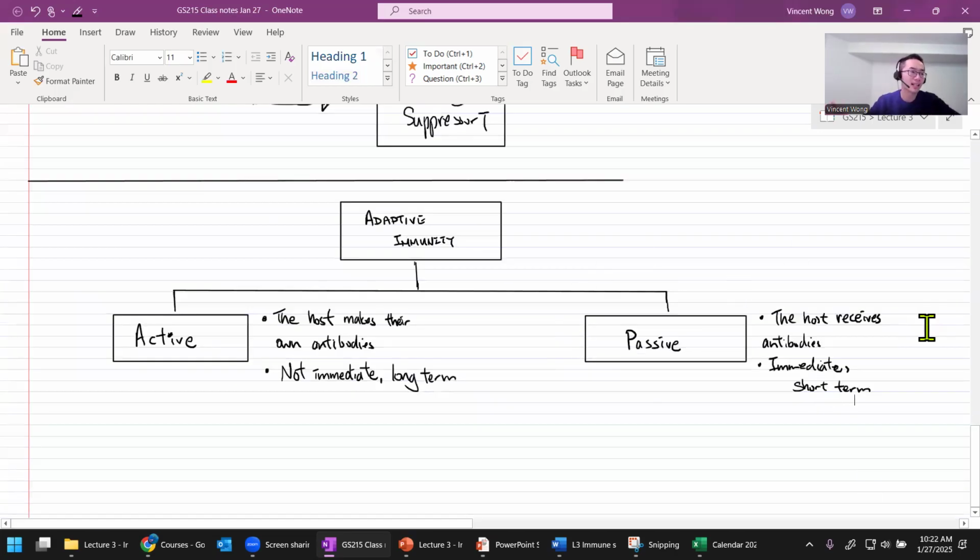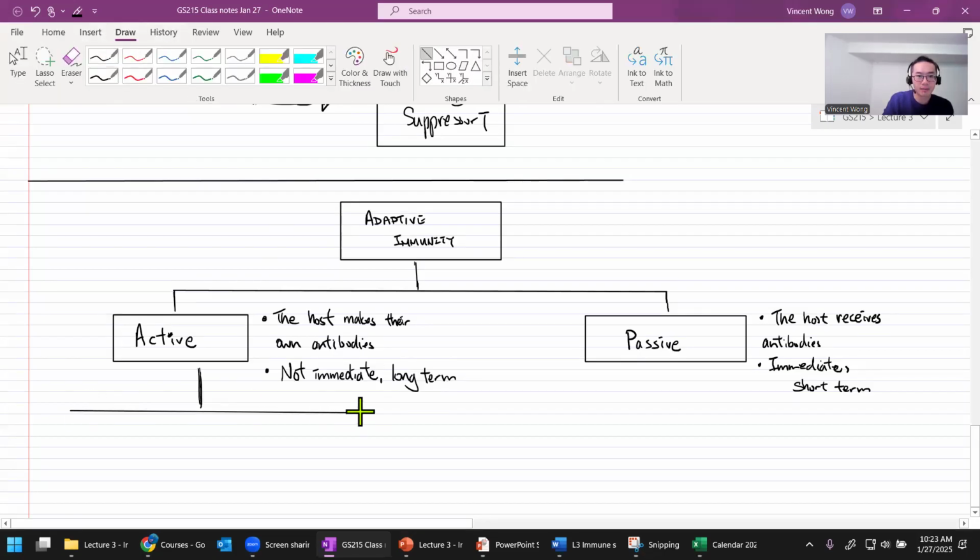So passive is kind of like cheating on a test. You didn't study. You get the answer right away, but you didn't learn anything. You're not going to remember anything. It's short term, right? Short term gain. Active is like spending the time studying. You're not going to remember the stuff right away, but once you put in the work to study and remember it, it will be long term. Okay, we understand active and passive. It's basically just: did you make the antibodies or not? That's the key difference.